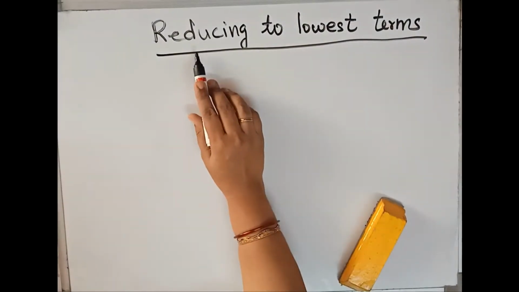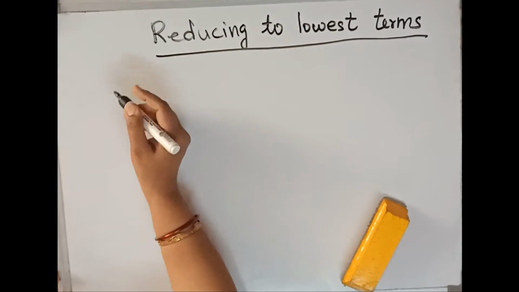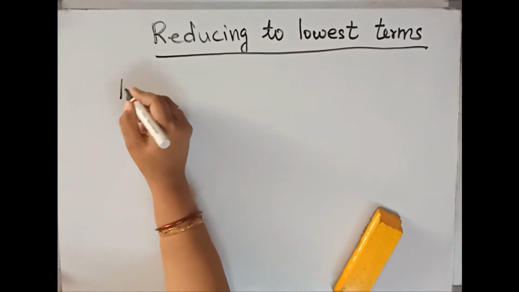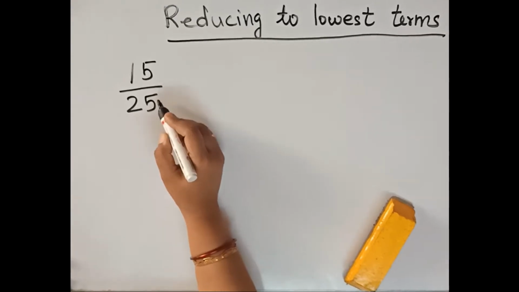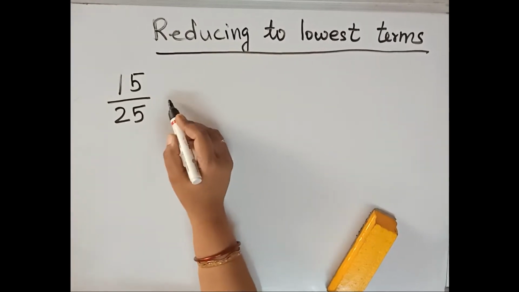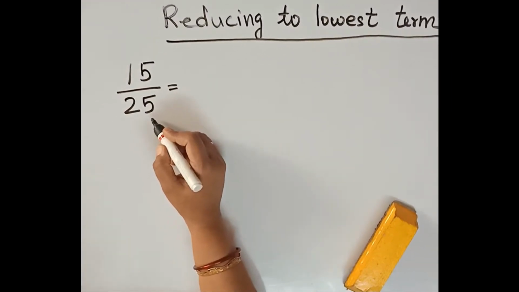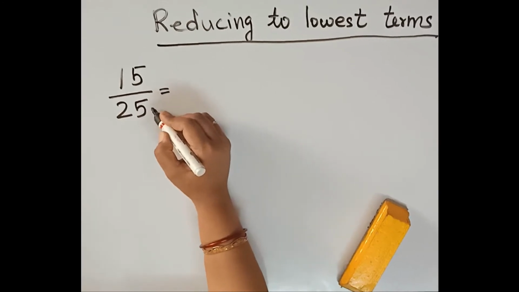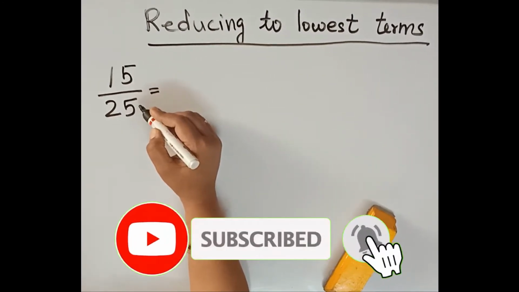We are going to understand reducing to the lowest term. Now, fractions we have received. Suppose this is my fraction 15 upon 25. In these fractions we have to divide. Lowest term means we have to divide by the HCF of that particular number, or a number which you can divide into both the numerator as well as the denominator.